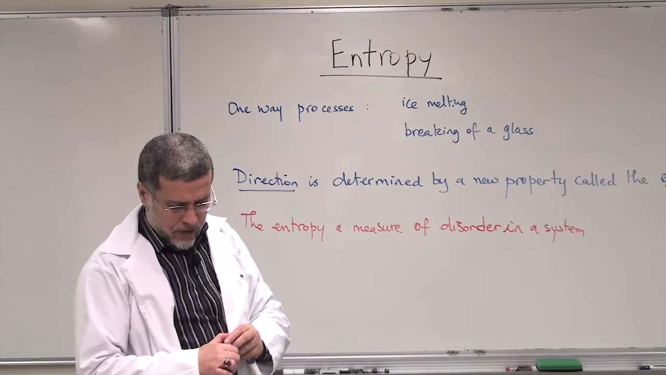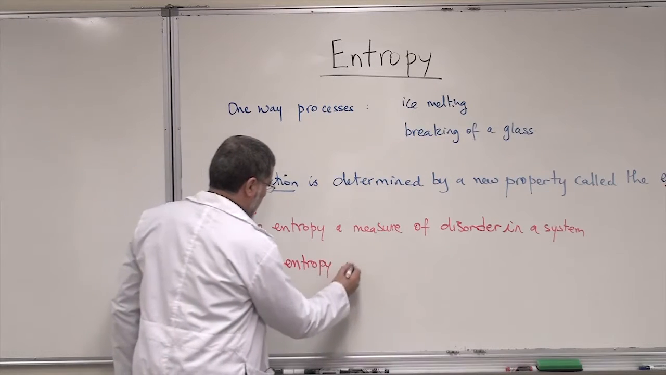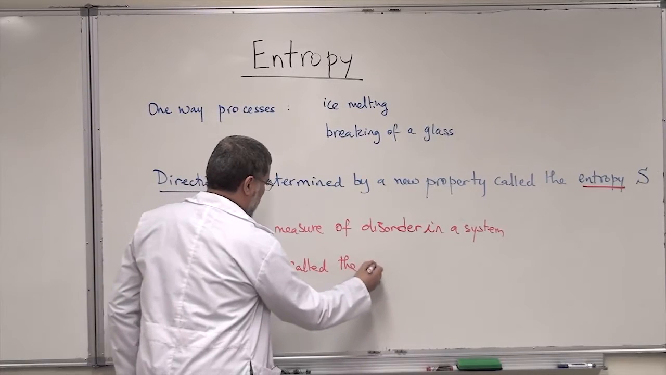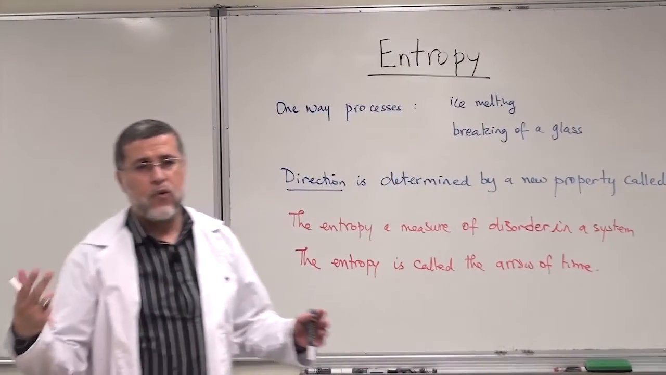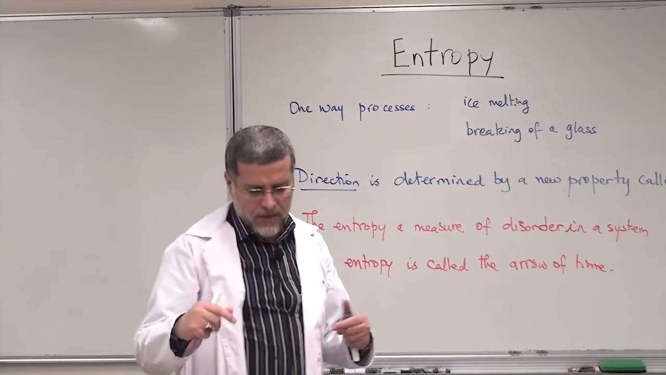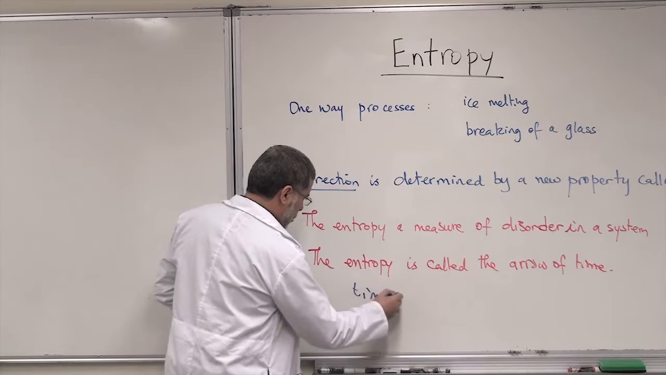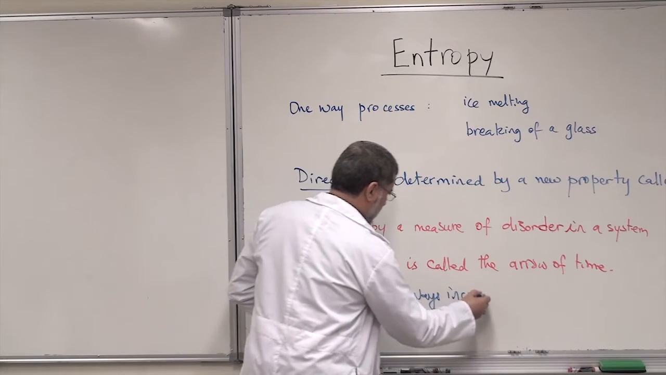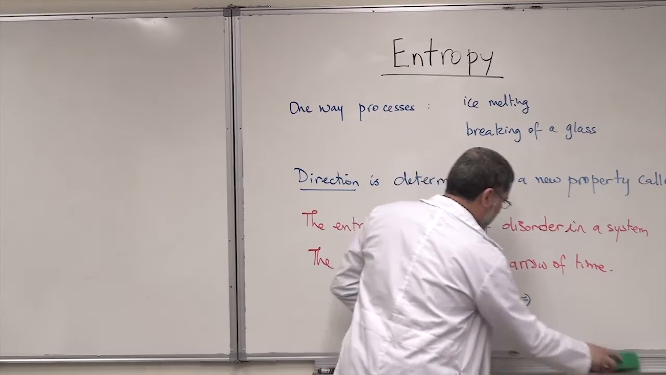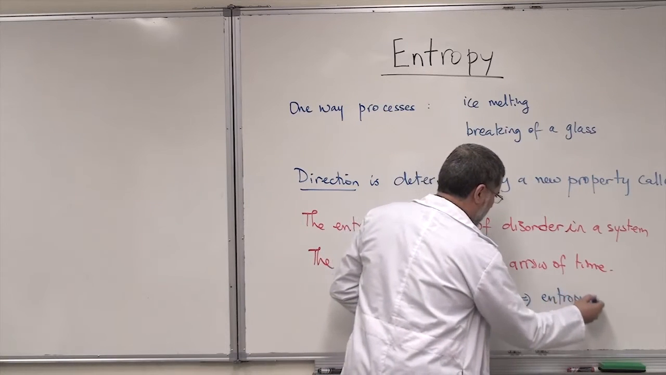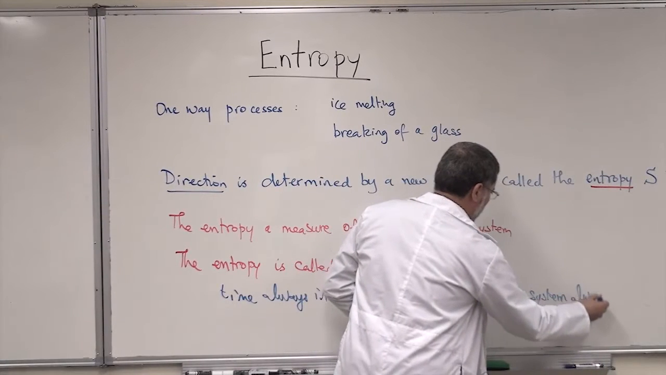The other definition: the entropy is called the arrow of time. As you know, time always increases, and the entropy of an isolated or closed system also increases, okay? So we call it, the entropy is the arrow of time. So time always increases, and therefore the entropy of a closed system always increases, okay? Always increases.